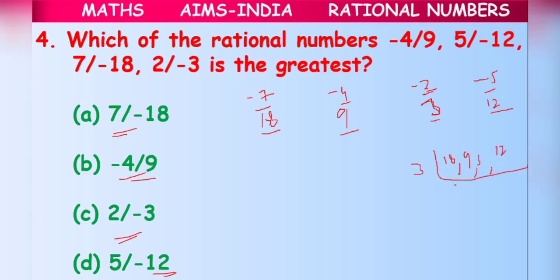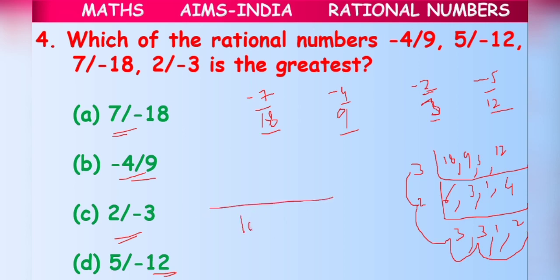Let's do with 3 first. 3 6s are 18, 3 3s are 9, 3 1s are 3, 3 4s are 12. Let's take with 2. 2 3s are 6. With the 2, 3 is not divisible, 3 we will keep the same. 1 is not divisible, 1 we will keep the same. 2 2s are 4. Let's multiply all the factors. 3 2s are 6, 6 3s are 18. 18 3s are how much? 54. 54 2s are 108.